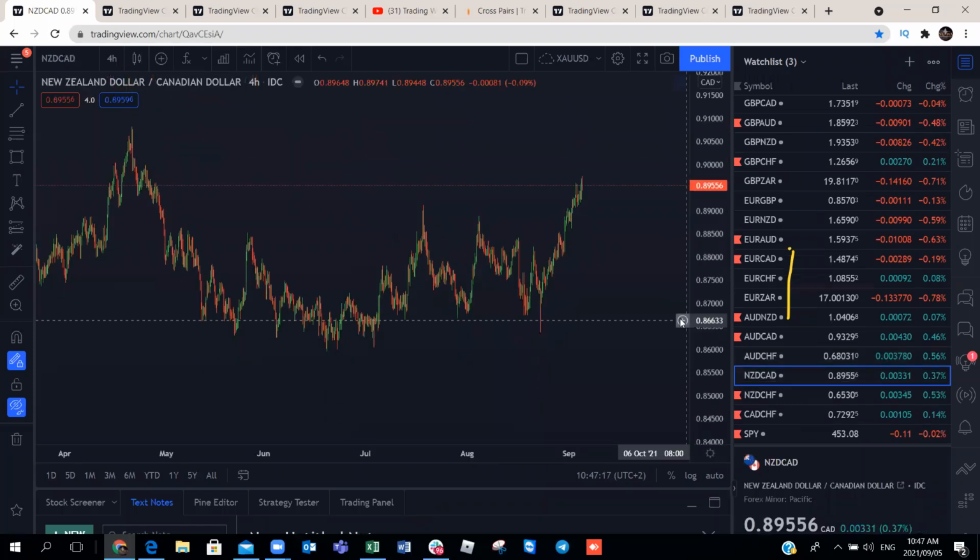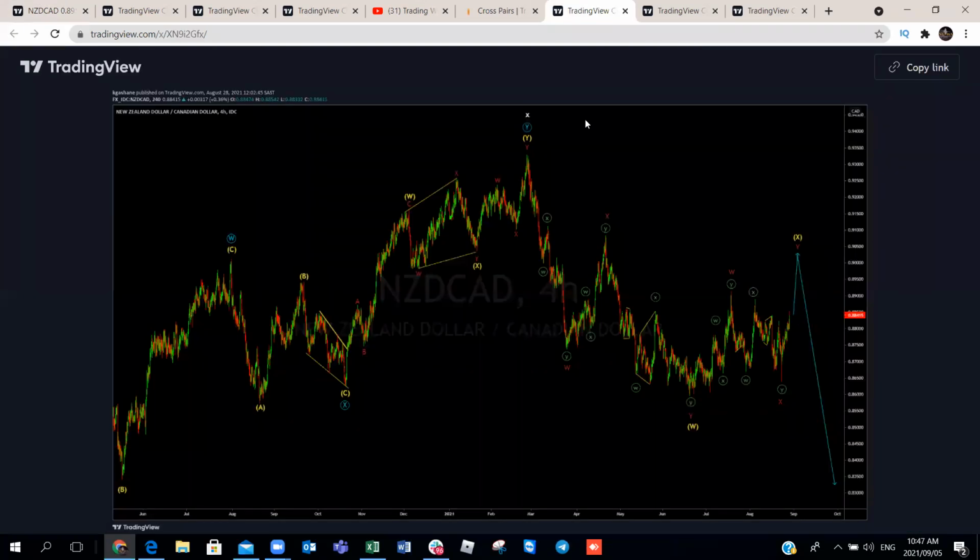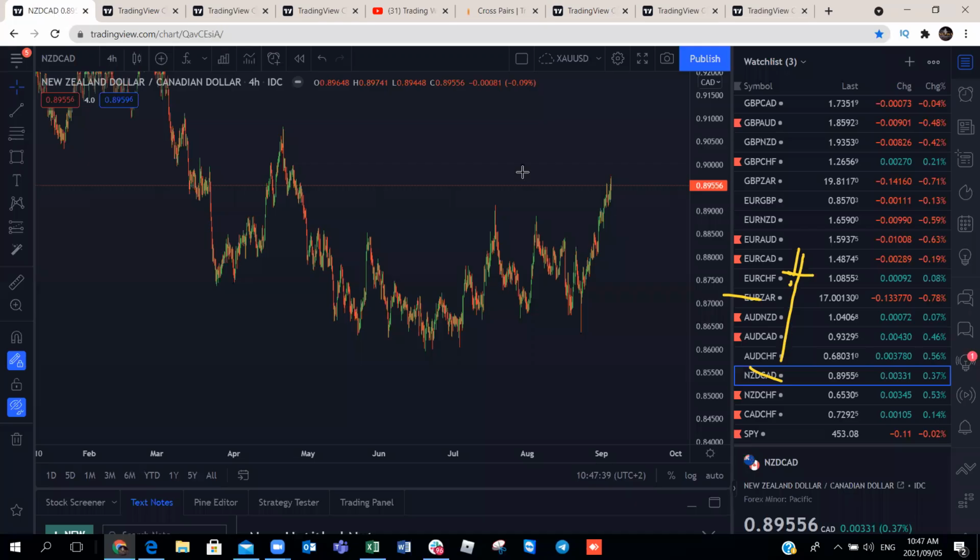So that is the structure on New Zealand CAD, as you've seen. This one here showing us continuation to the upside. That is the structure that you have here on New Zealand CAD. That's where we've got this one, and this one pushing to the upside. We're currently around 89. We're expecting this one to get to that level on New Zealand CAD.